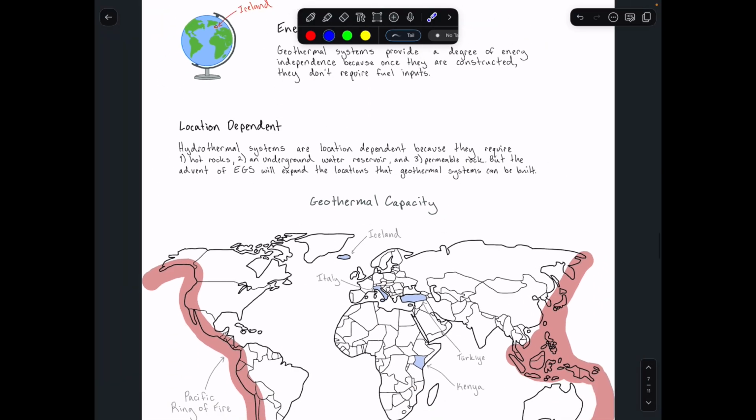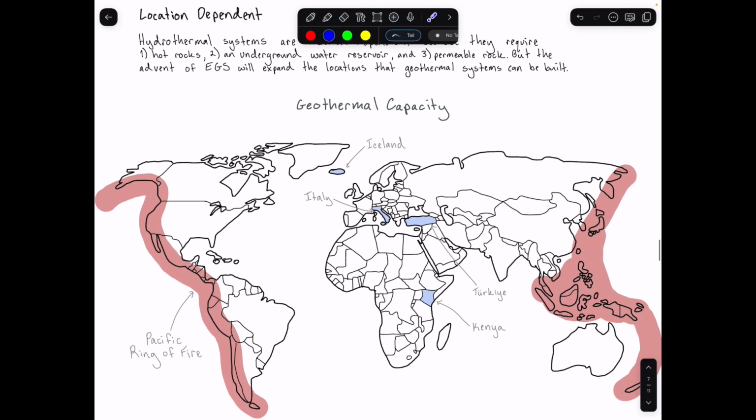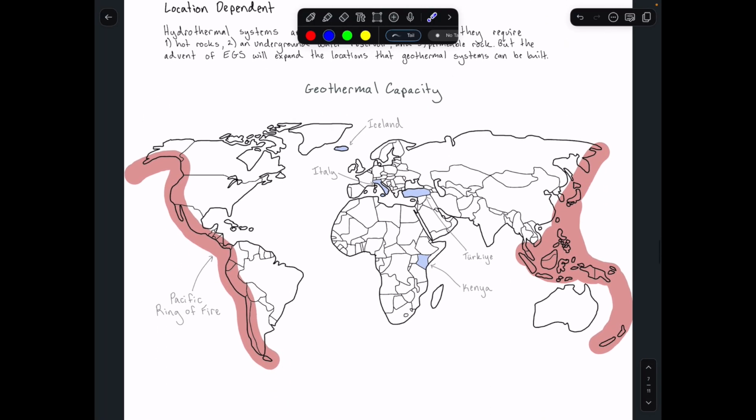Okay, and then geothermal capacity. Yes, that was the next thing I wanted to discuss. So this map provides a high-level view of geothermal capacity around the world. And the first thing you'll notice is this red highlighted region that I have here.